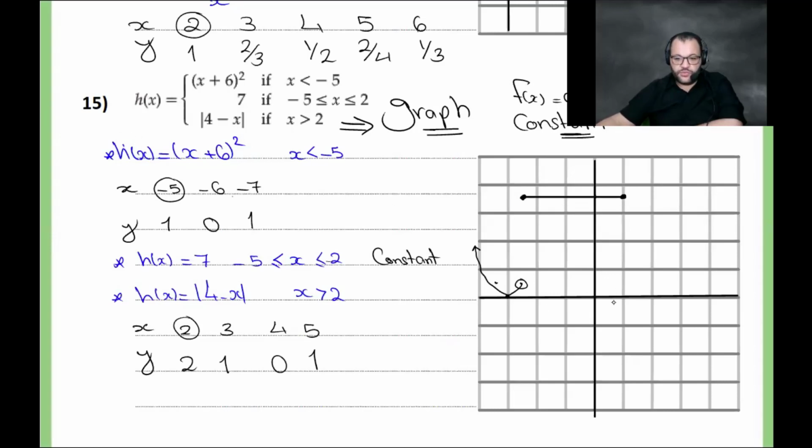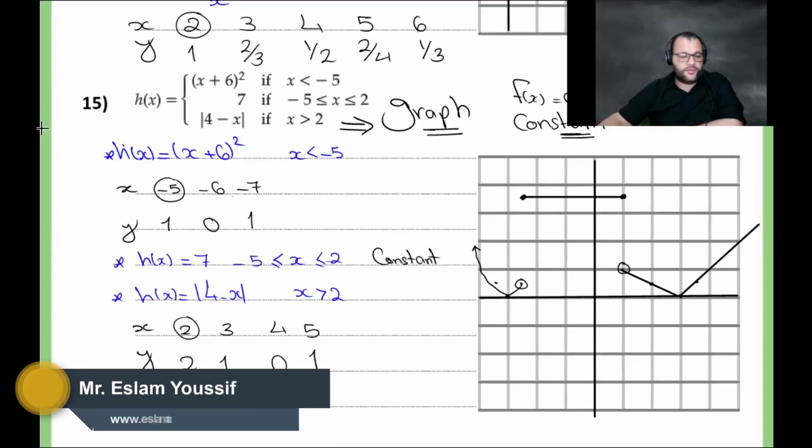The third part, which is 2 and 2, is open. Then 3 and 1, 4 and 0, 5 and 1, and it will represent a V shape because it's the absolute value. So that's the graph of the third one.